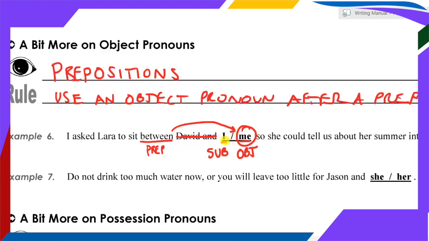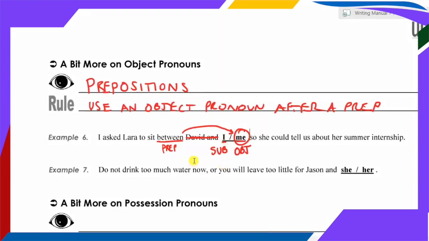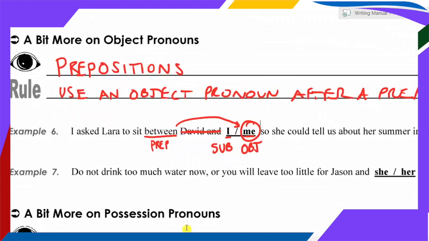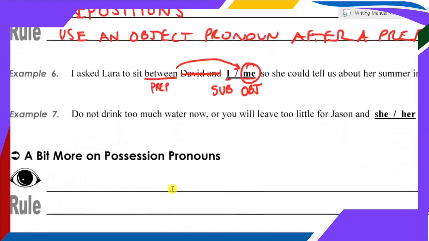Now, some of you might be sitting there saying that when you say between I or between me, you might think that between me sounds vastly better, and that's fine. To some people it does, but to a lot of students it does not, and you may need to fall back on the after a preposition, use an object pronoun rule.